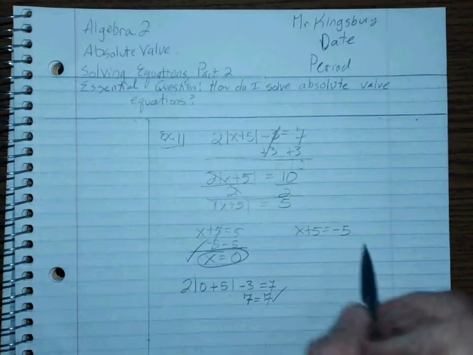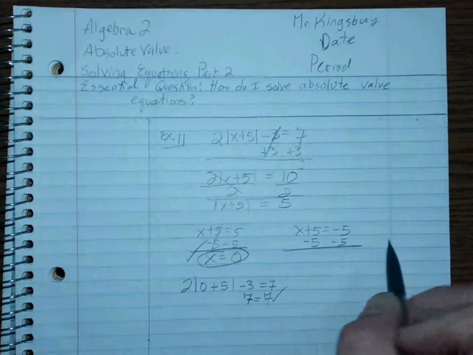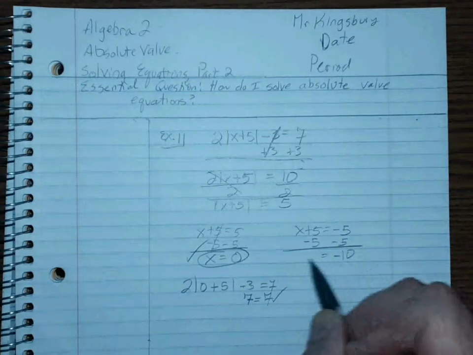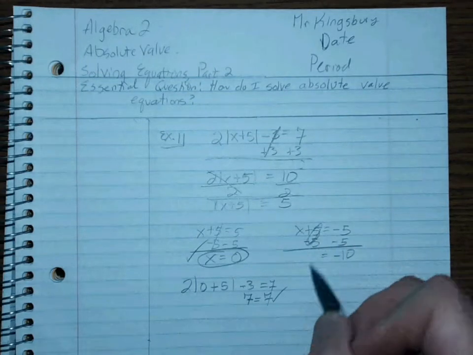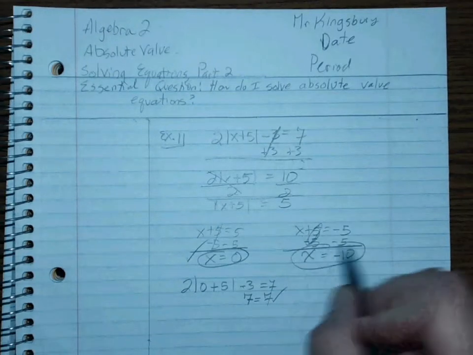We got x plus 5 equals negative 5. Once again, I will subtract 5 from both sides. This time on the right, negative 5 minus 5 is negative 10. On the left, these cancel out. They become a big 0. x plus 0 is x. So we have x equals negative 10.